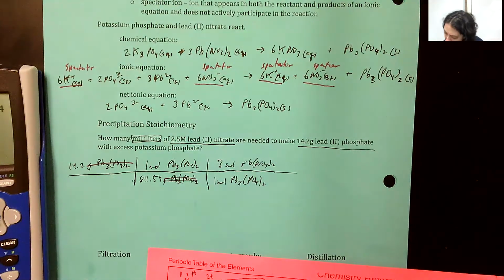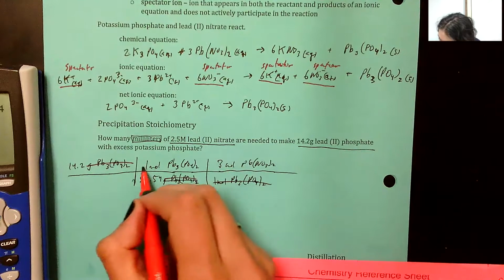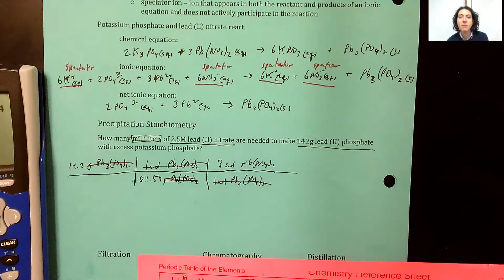So now we have moles of lead nitrate. Normally in this problem, maybe we'd stop here. We'd say, okay, we just want to find how many moles of lead nitrate it takes to get 14.2 grams of lead phosphate. Or we might want grams, so we'd use molar mass. But in this case, we don't want grams, we don't want moles, we want milliliters.